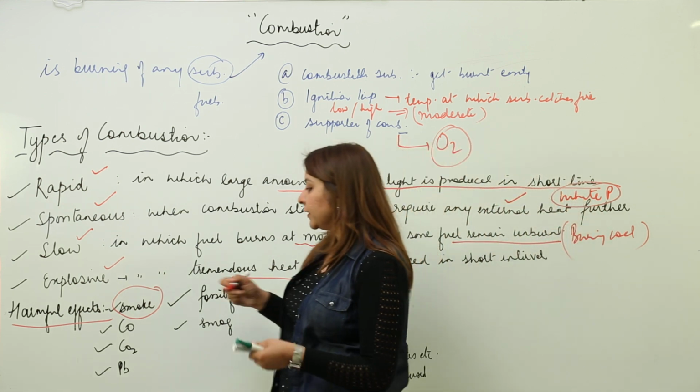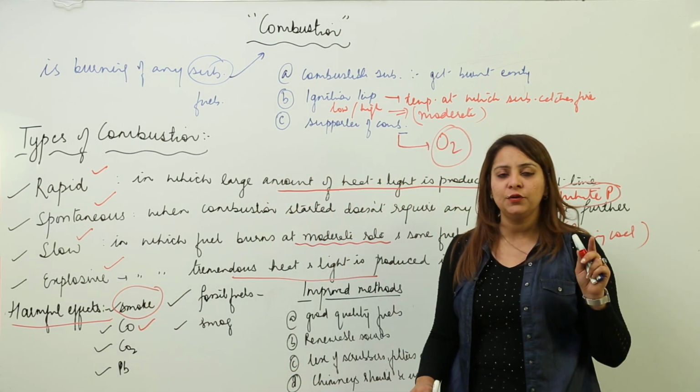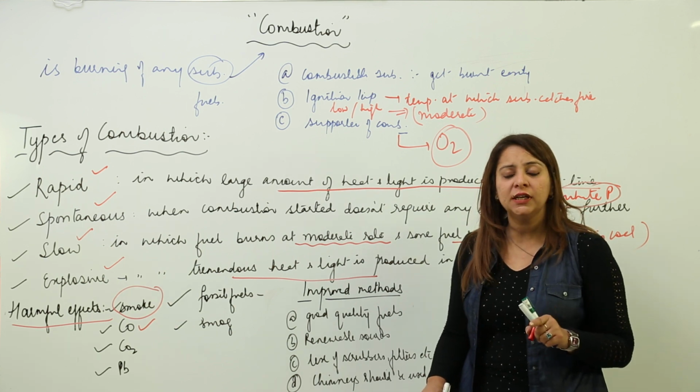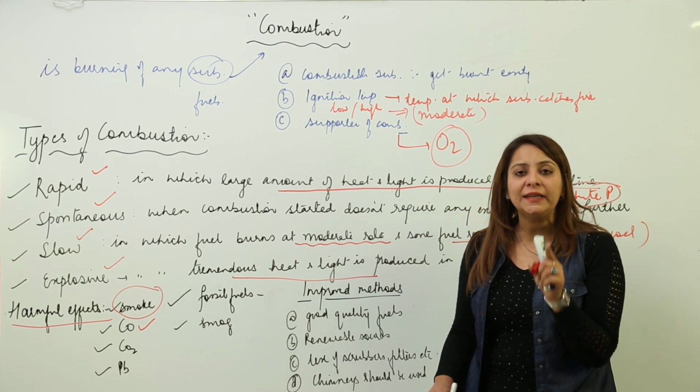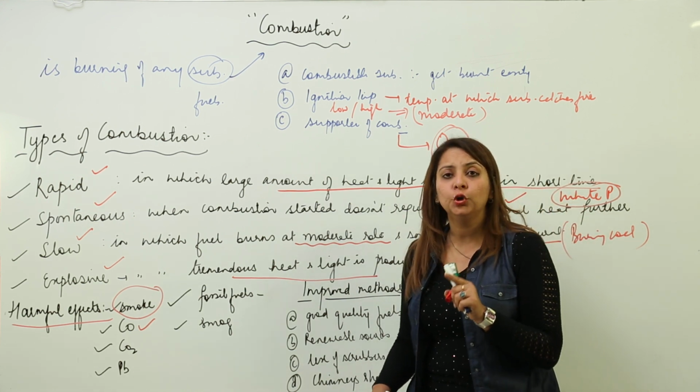Second is carbon monoxide. Whenever you are burning anything, you get carbon dioxide, right? But whenever you burn anything in insufficient supply of oxygen, then instead of CO2, you get CO. And you know that CO, carbon monoxide, is a poisonous gas.